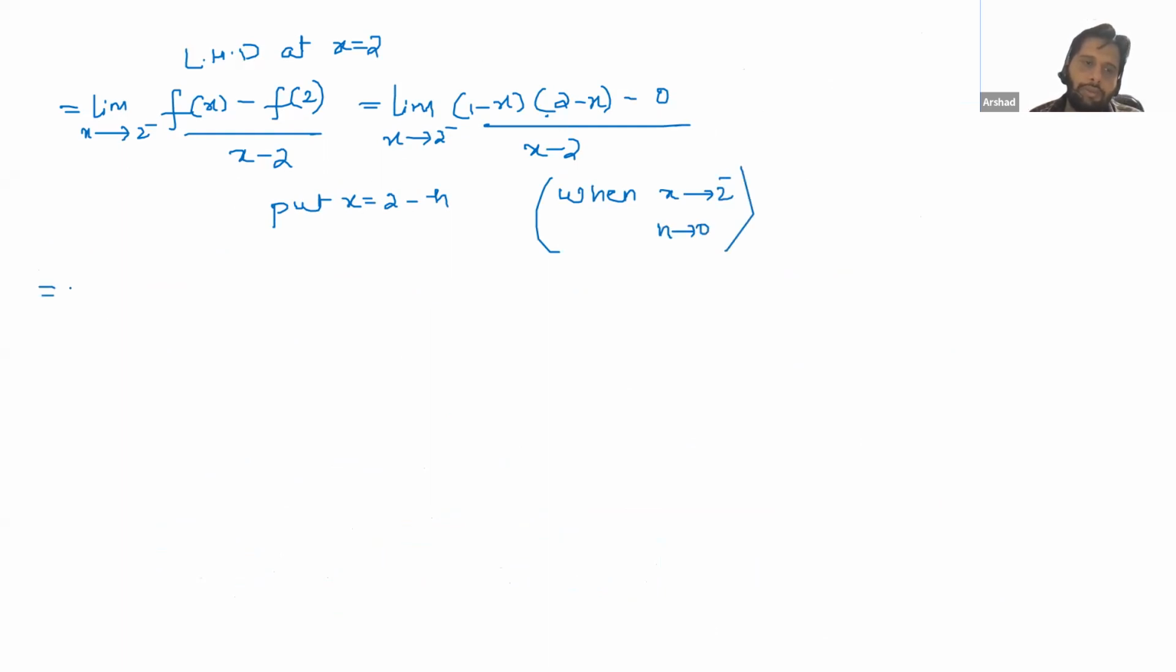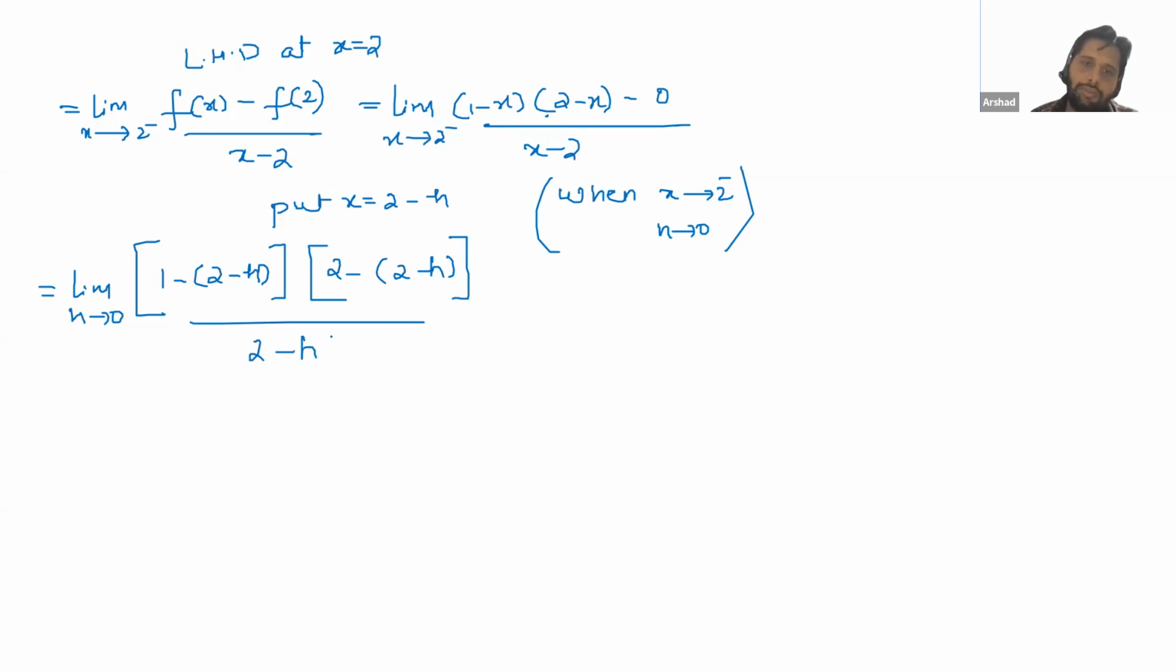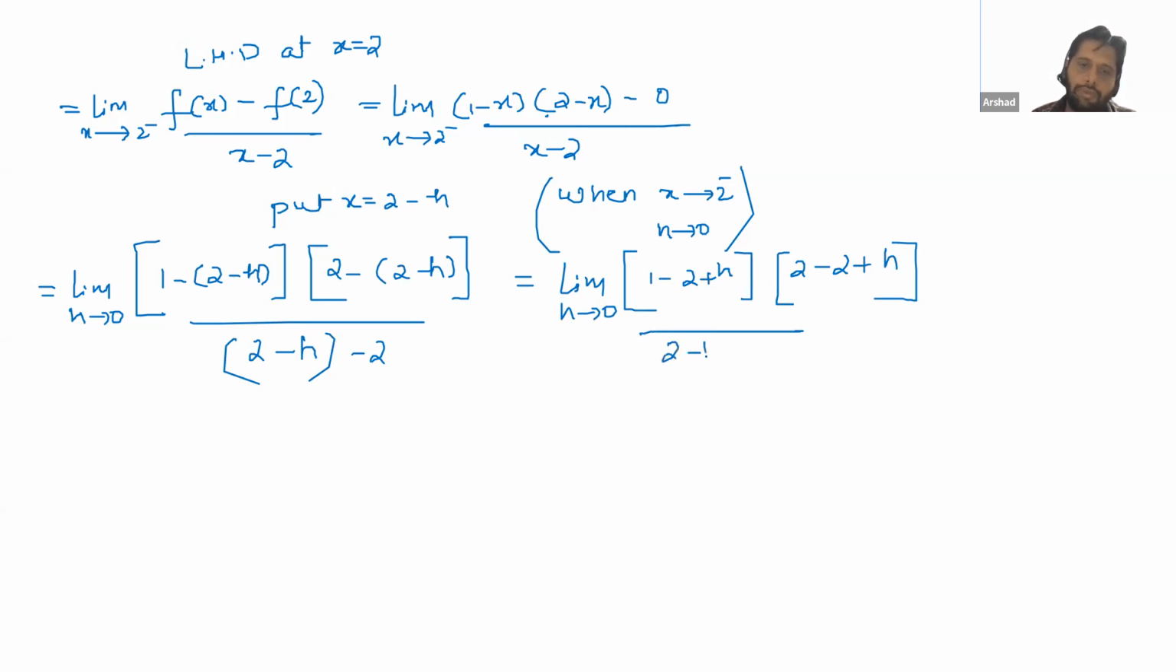Here what you will get? Limit h tends to 0. Okay, 1 minus x means 2 minus h. So first you have made a mistake here. You missed a bracket. (2 minus h) by 2 minus h minus 2. So what you will get here? Limit h tends to 0. Open this bracket, 1 minus 2 plus h. Open this, 2 minus 2 plus h by 2 minus h minus 2.